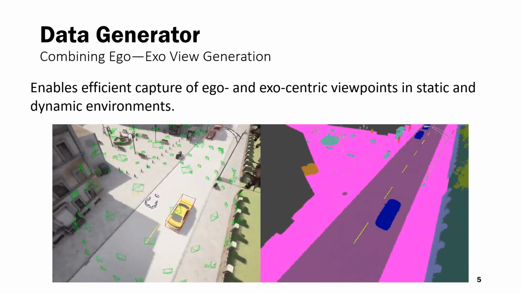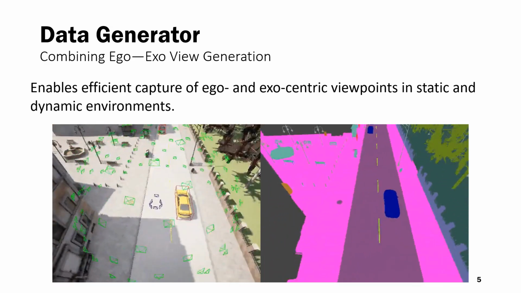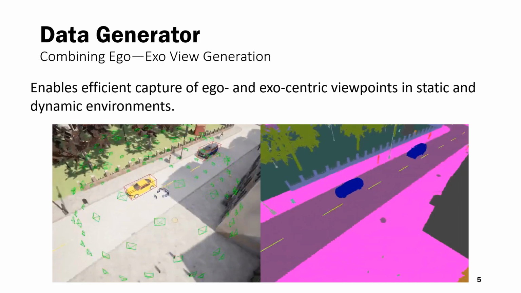The left part here shows an example camera placement, whereby green indicates the exocentric views and blue the egocentric views. The ego vehicle itself here is invisible. The right part shows a semantic segmentation of the scene.